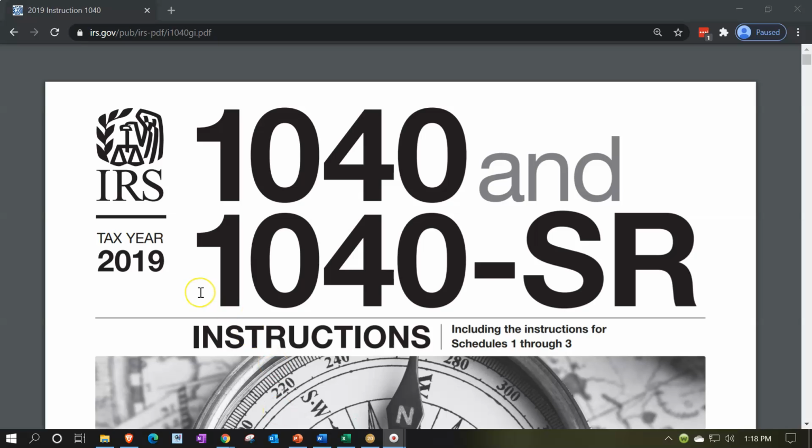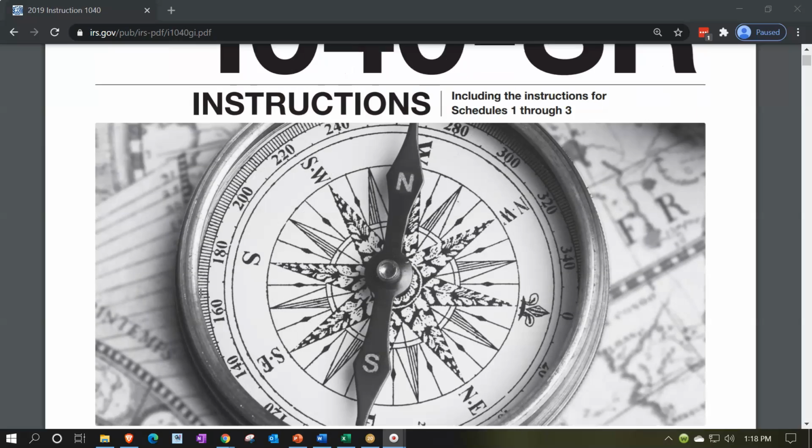Here we are on the 1040 instructions, which will have the questionnaire that we'll be going through. Now, we're in the 2019 instructions at this time. The 2020 instructions are not out yet, but we want to show it in the 2019 instructions so you can see where that questionnaire is at. It should be much the same for 2020. And then, of course, in the 2020 filing season, if you want to use this tool, you can find it there on the IRS website for instructions on the 1040.